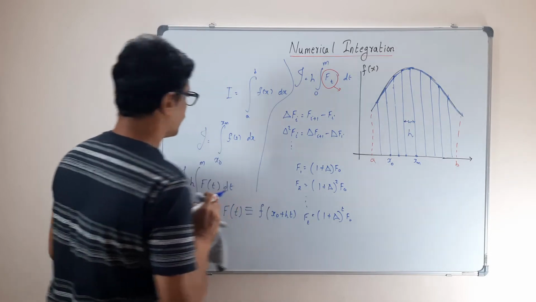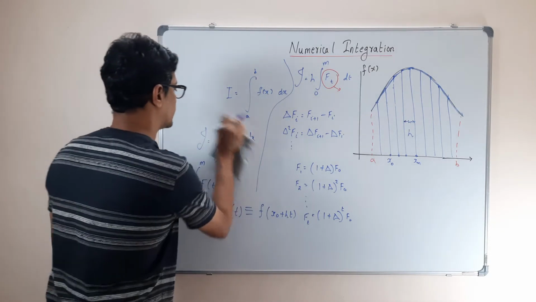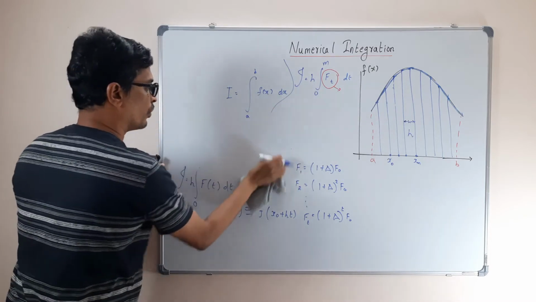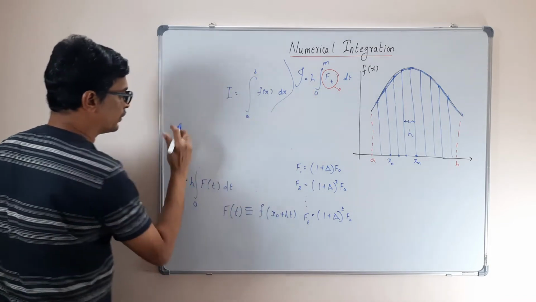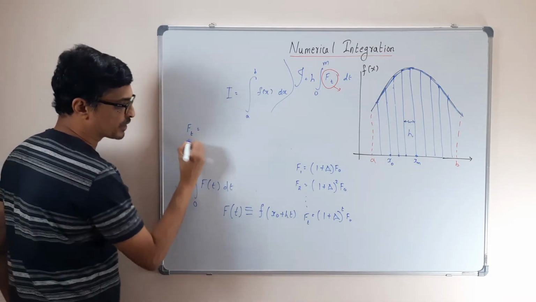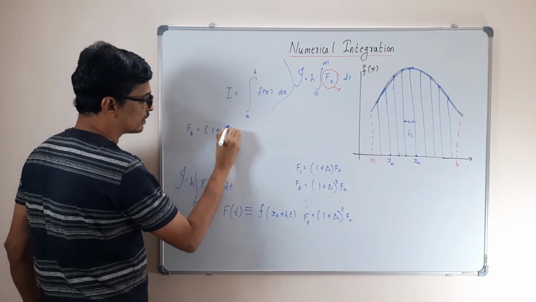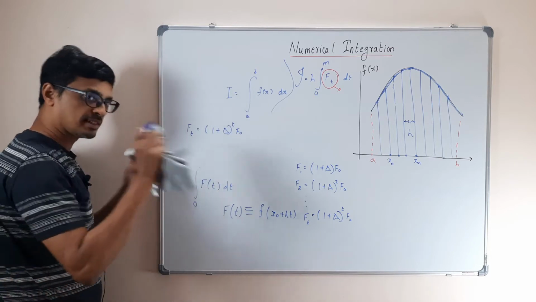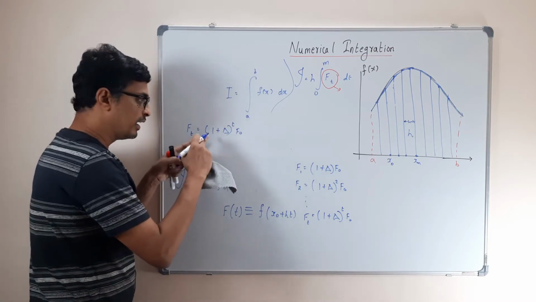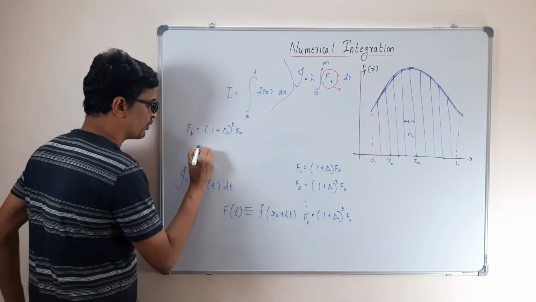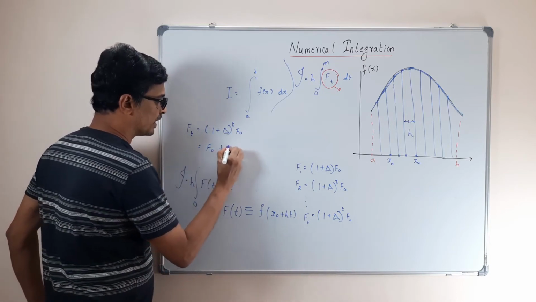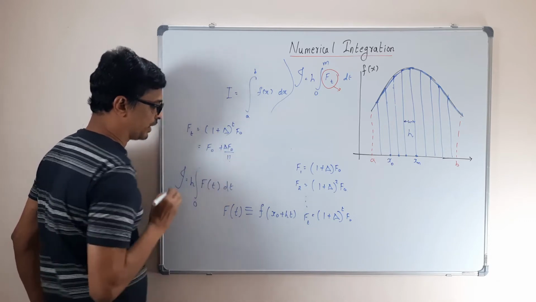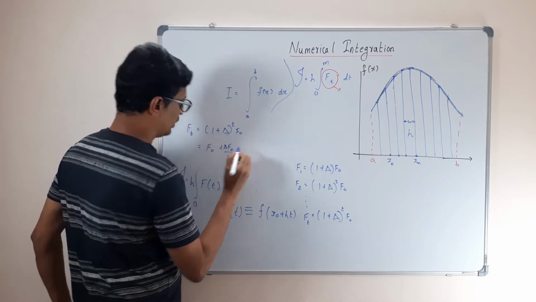So what we have is f of t represented as 1 plus delta to the power of t f0. And what we are going to do now is the same as before: we are going to expand this in a binomial series. So that will be f0 plus delta f0 by 1 factorial into t here, right?